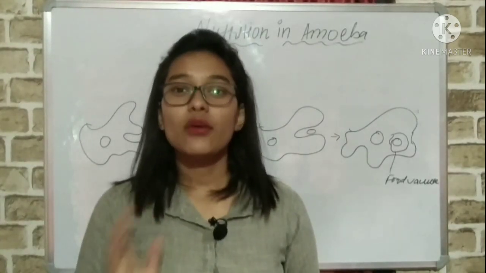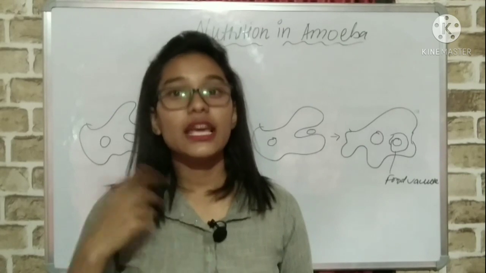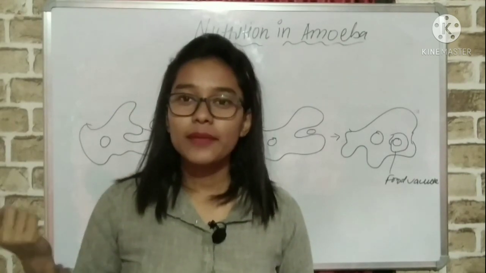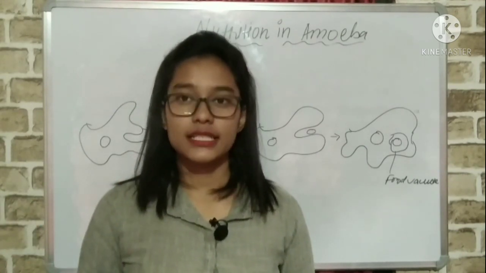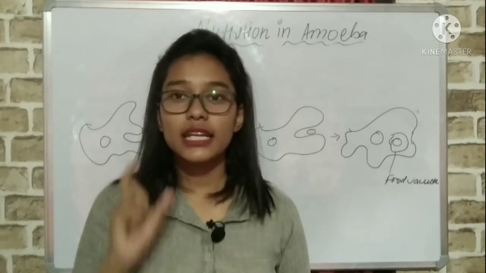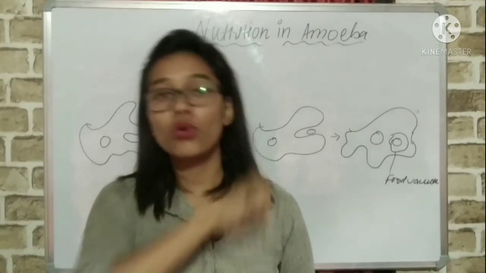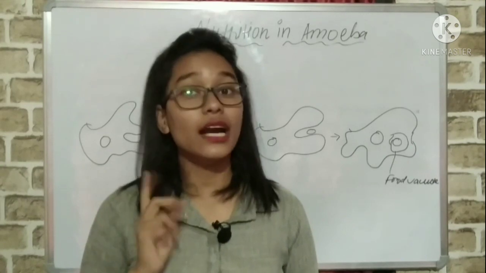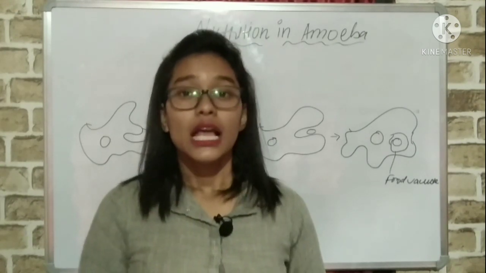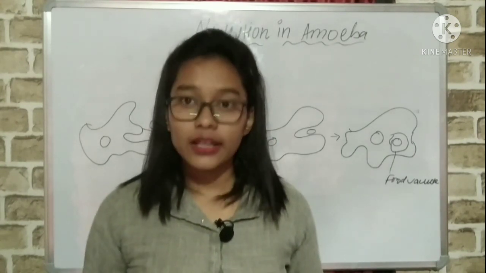Okay students, now we will discuss nutrition in amoeba. So what is amoeba? It is a unicellular organism. Unicellular organism means it contains only one single cell. Their whole body is made up of only one cell. They are microscopic organisms. Now we will see how they obtain their food.